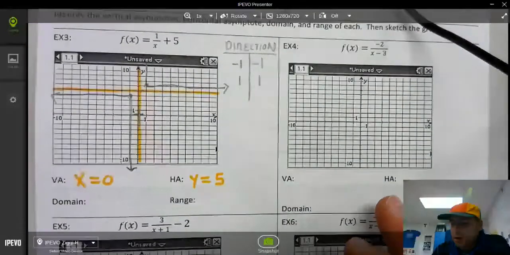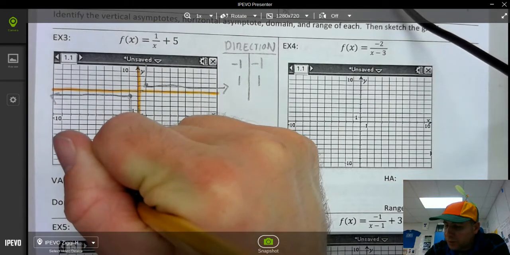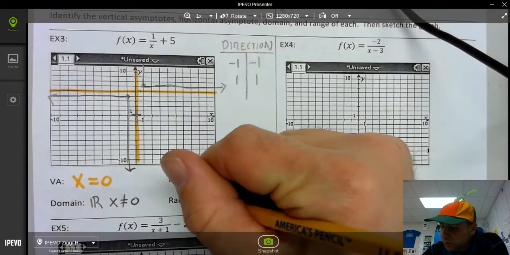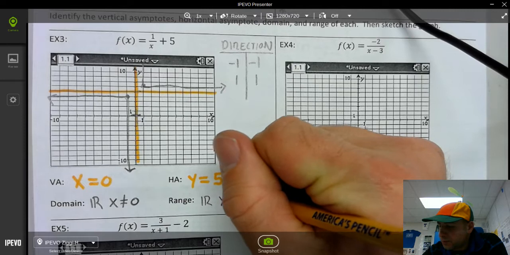Okay, and we know the domain is all real numbers except for the vertical asymptote. And we know the range is all real numbers except the horizontal asymptote.